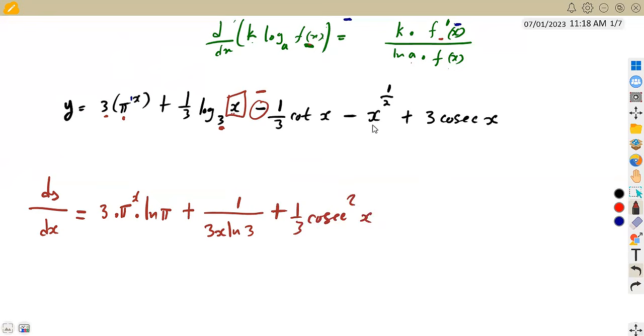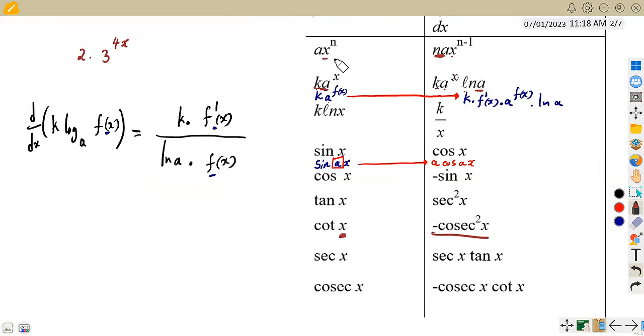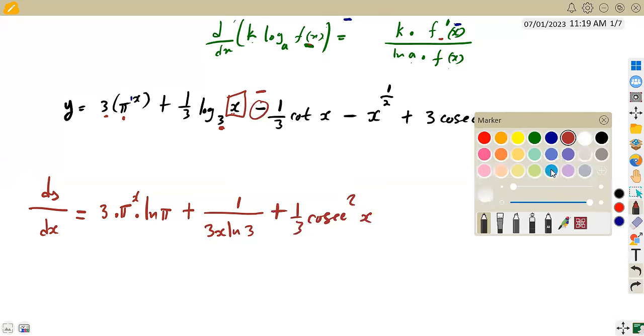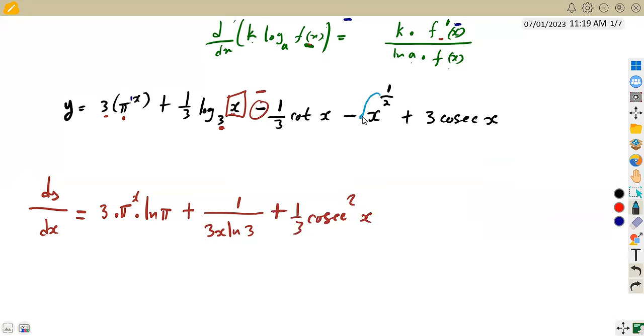All right. The x to the exponent of a half is from x to the exponent of n. So we are following the concept of a x to the exponent of n. We drop the exponent, we subtract 1 from the exponent. This is the basic derivative that we are supposed to know in our syllabus. So let us do it this way. We are going to drop our exponent here. We multiply by the exponent, which is going to be negative half x to the exponent.